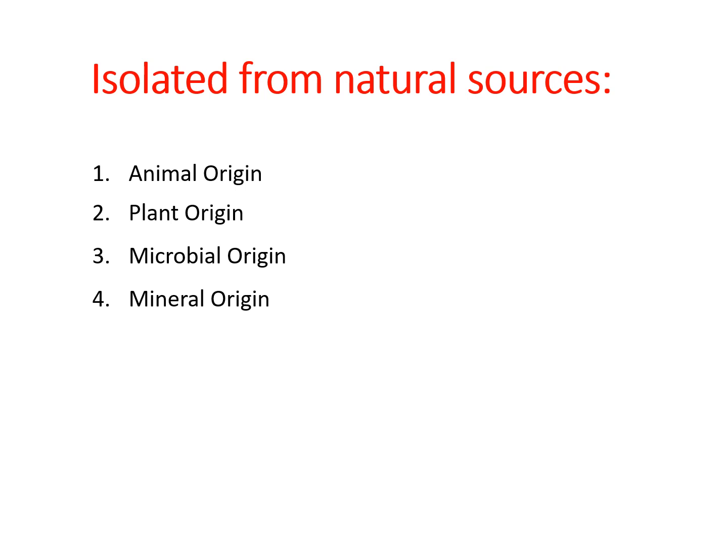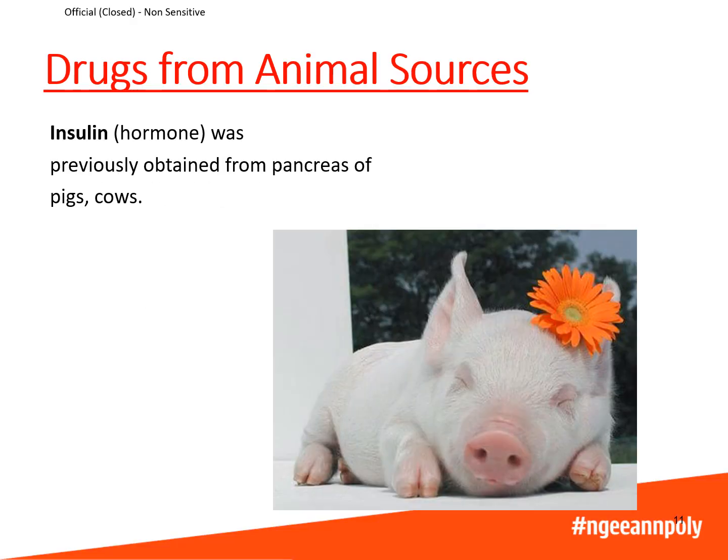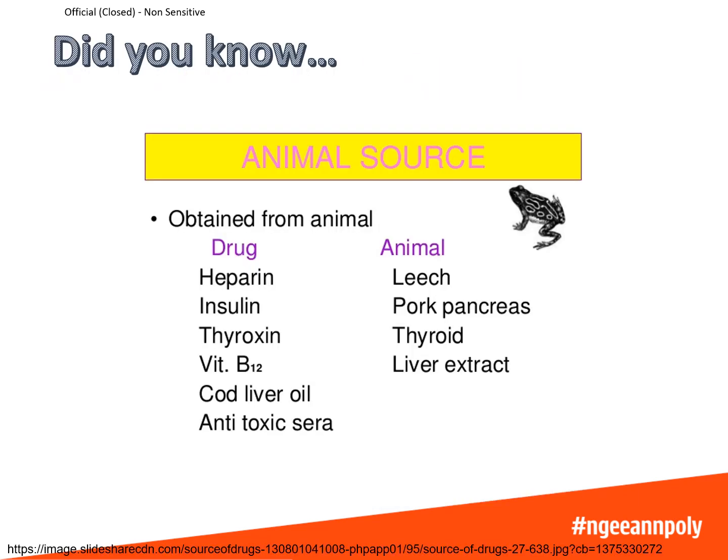Let's take a look at some examples of drugs from natural sources, which include animal, plant, microbial, or mineral origin. Did you know that insulin, which is used in the treatment of diabetes, was previously obtained from the pancreas of pigs and cows? The drug heparin, which is used to prevent blood clotting, was obtained from leeches. Insulin, as I mentioned previously, was obtained from pork pancreas.